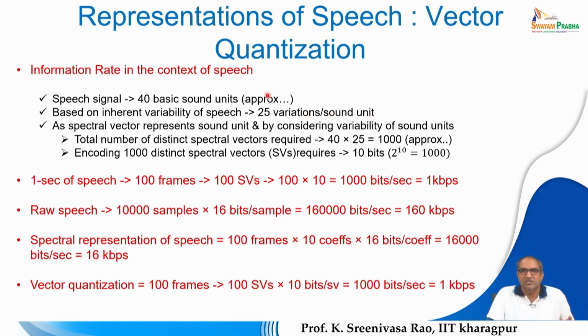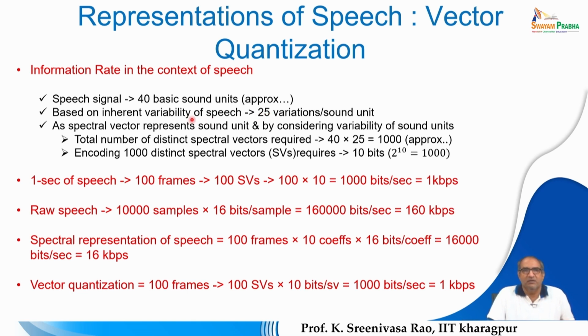So, for the representation of speech, each sound unit can be represented by accommodating approximately 25 variations. That means there is no hard and fast rule of 25. Here I just gave 25 variations, so that since there are 40 sounds, 40 into 25 will become 1000. For that reason I mentioned 25. Otherwise, depending upon your requirement, you can accommodate more variations also.